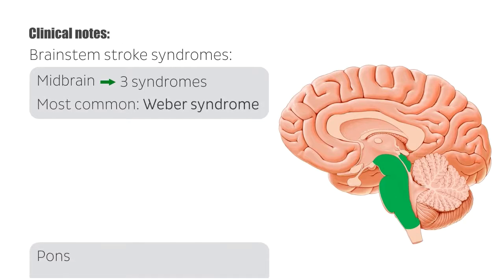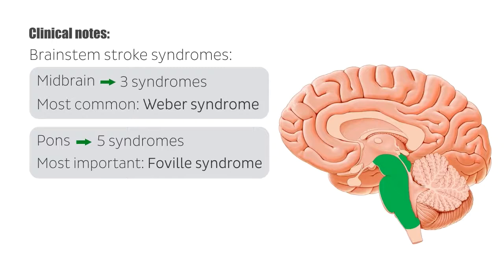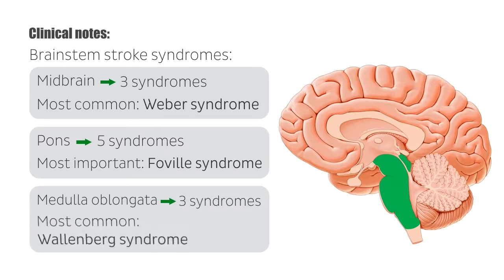If the occluded artery is at the level of the pons, there are 5 syndromes that can come about as a result. However, the most important of these is the Foville syndrome. And if the blockage of the artery occurs in the medulla oblongata, this can result in another 3 syndromes, but the most common of these is the Wallenberg syndrome. The characteristic clinical picture for all of these syndromes is an ipsilateral cranial nerve palsy and a contralateral hemiparesis or hemiplegia and sensory loss.